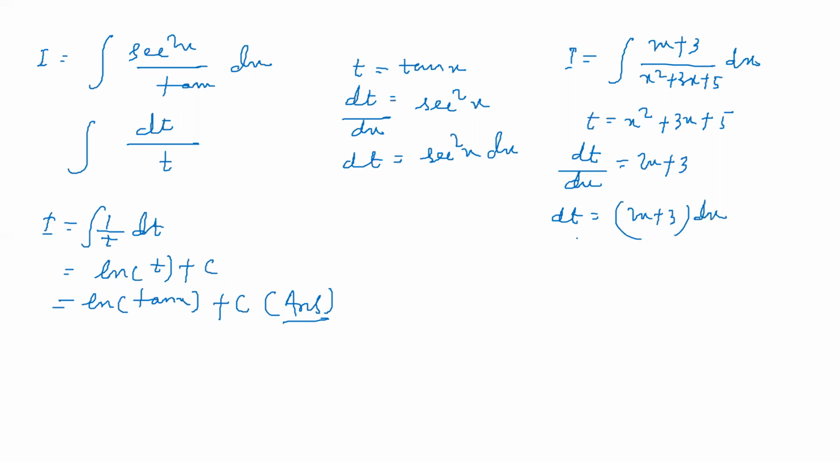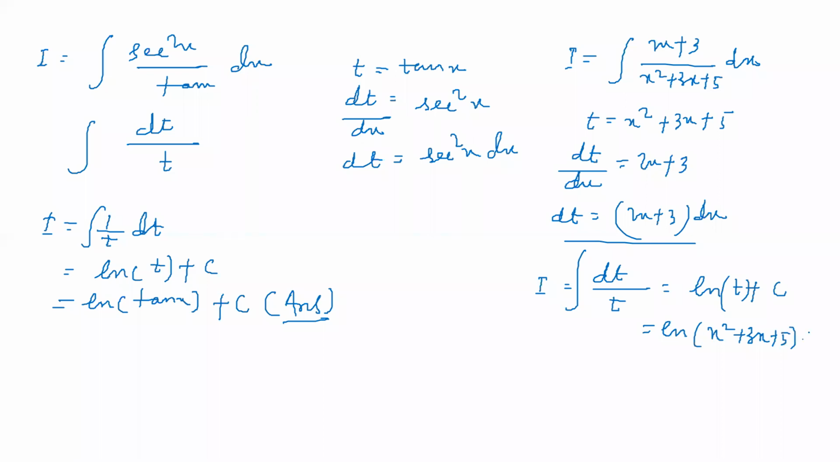Right? Then this could be replaced by 2x plus 3 in the numerator, and dx I could replace by dt. The integration is then dt by t, which is ln t plus c. So in place of t, I could write ln of x square plus 3x plus 5 plus c. This is the required solution to this question.